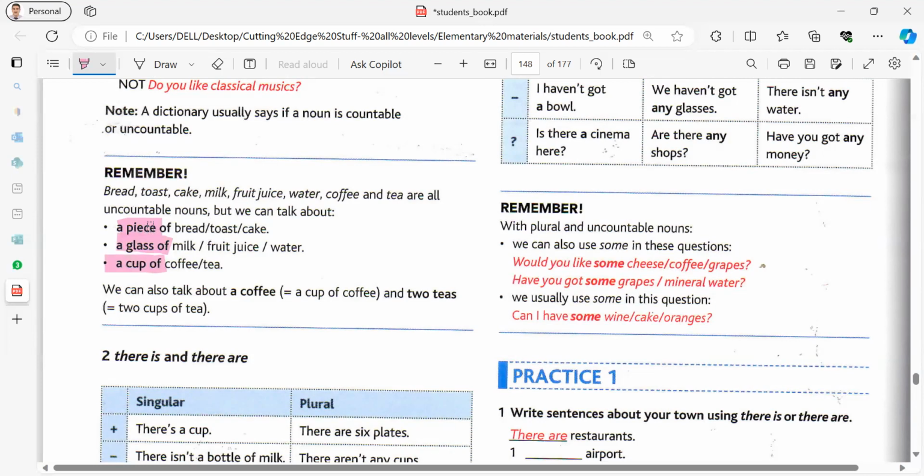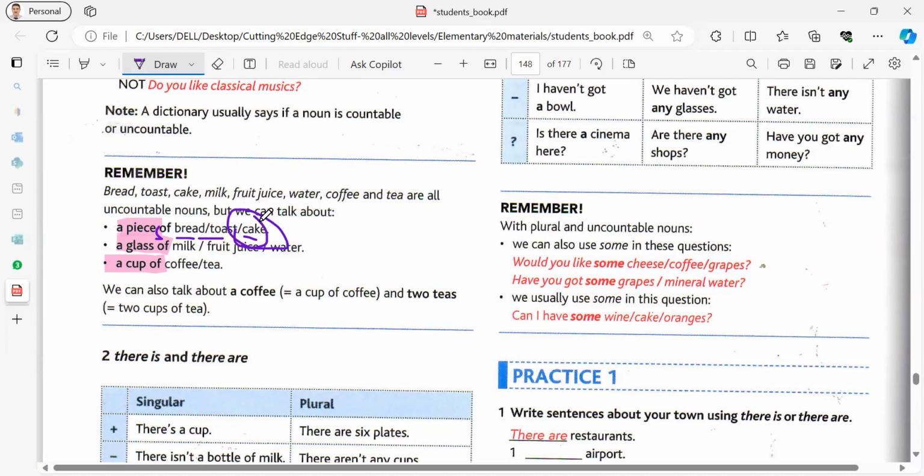A piece of bread means give me one piece only. You can use a piece of. When I want two pieces, I say two pieces, five pieces, ten pieces. You can use a number here. But the s goes with what? With a piece, not with the food. Bread stays as it is, toast as it is, cake as it is. Or give me two pieces of cake. Okay, five pieces of cake. But cake doesn't take s. Why? Because it's an uncountable noun.